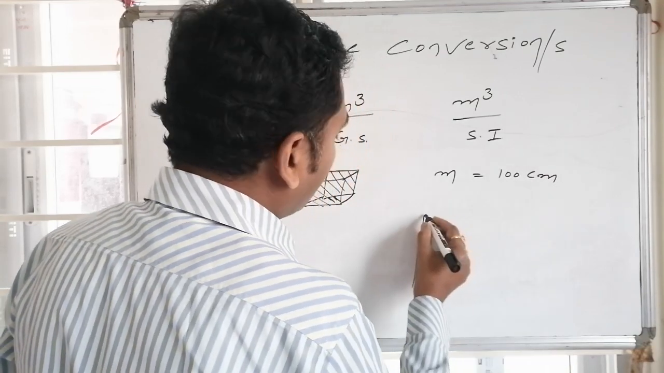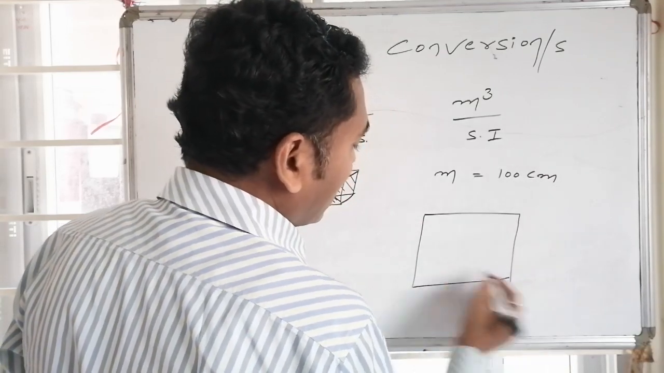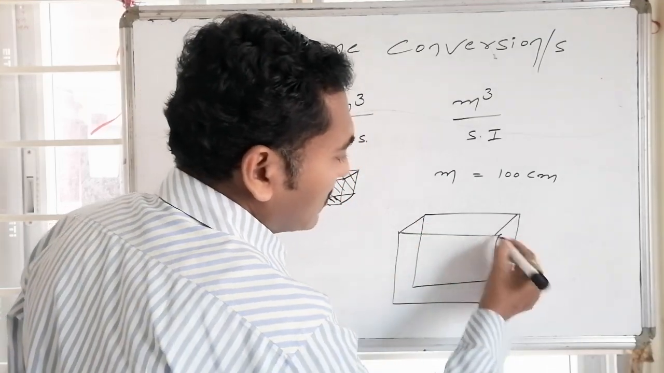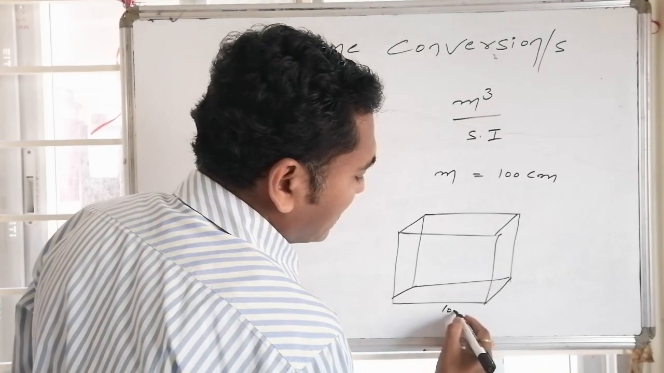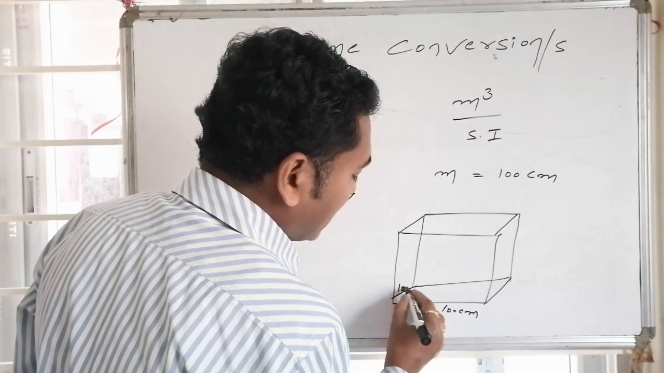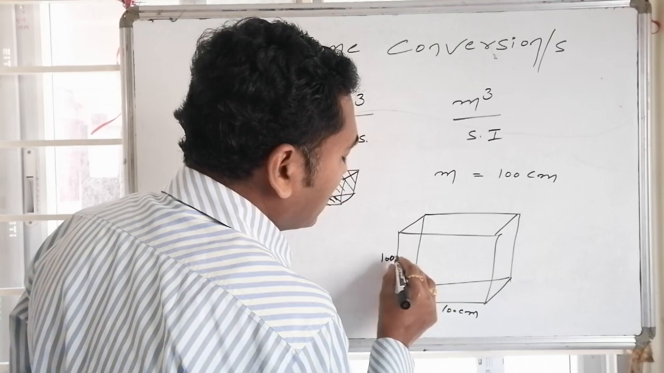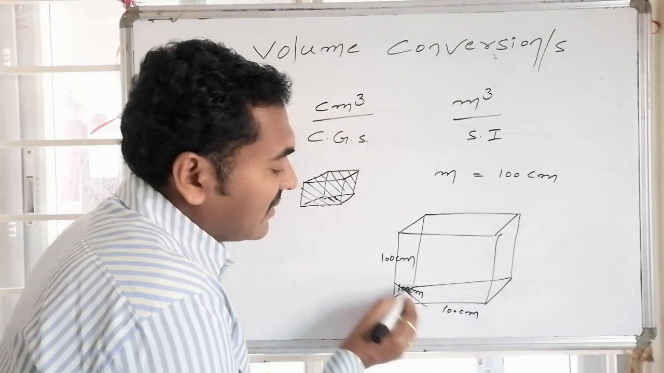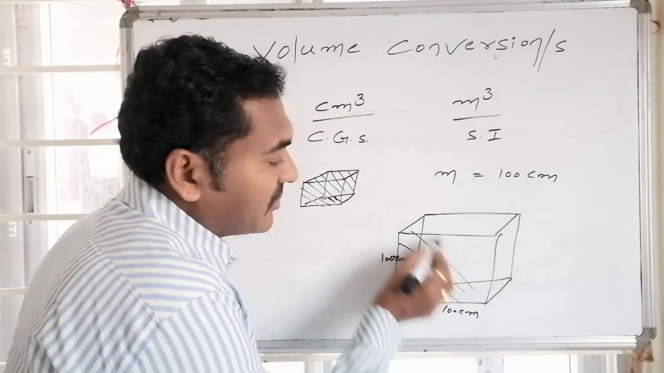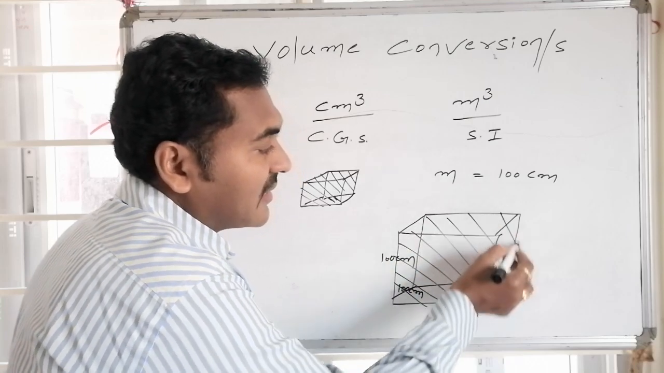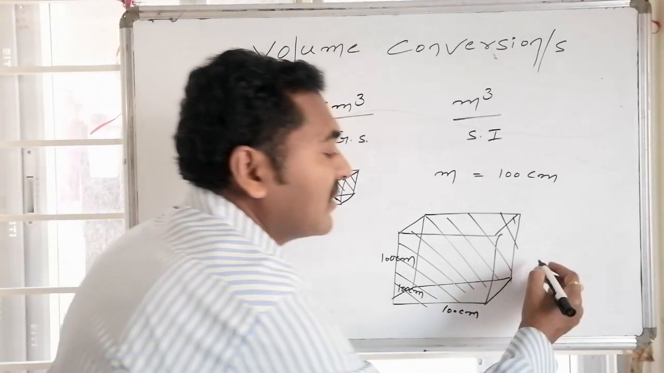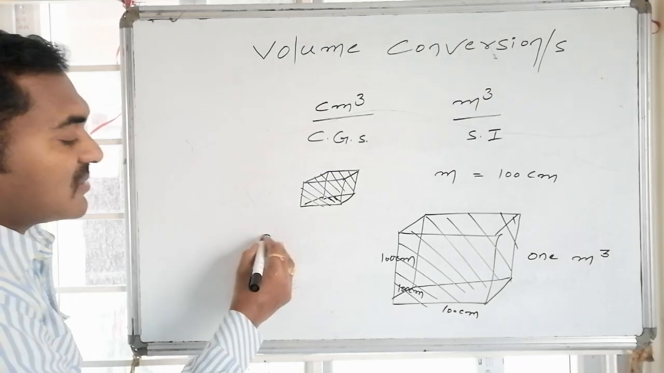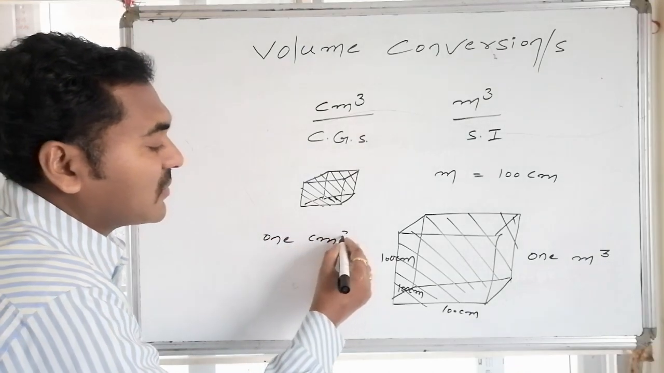Instead of taking a 1 centimeter length, if I take a cube that is 100 centimeters lengthwise, 100 centimeters widthwise, and 100 centimeters heightwise, in the interior of such a cube there is some amount of liquid substance. That amount is said to be 1 meter cube. This is known as 1 meter cube, and this is known as 1 centimeter cube.